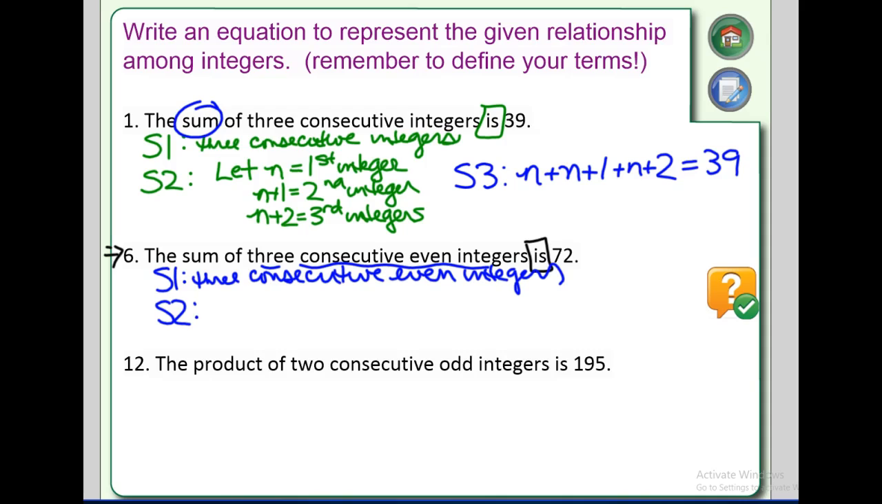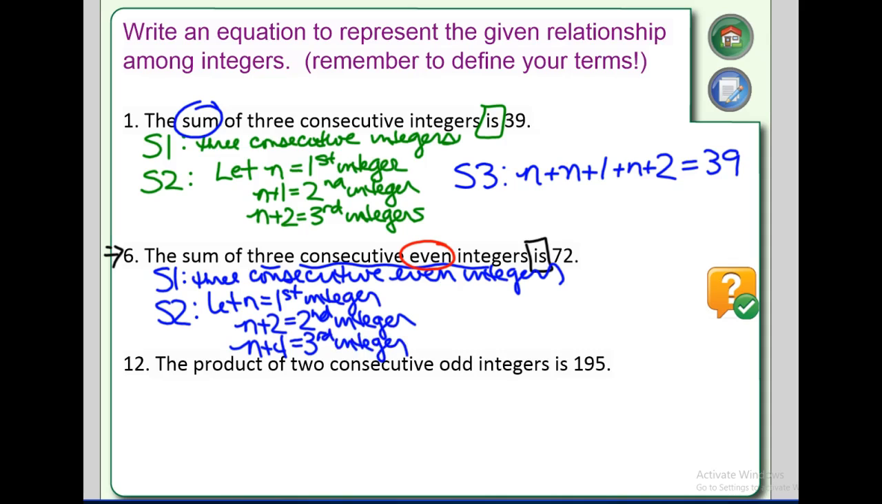How many let statements do I need? Yep, if they want 3, I need 3. So I'm going to let n equal my first integer. Now, did you notice this time they wanted consecutive even integers? What are we counting by if we're looking for even numbers? Nice, somebody remembered. So n plus 2 is my second integer. And then what's the third integer going to be? n plus 4. Nice. That's my third integer.